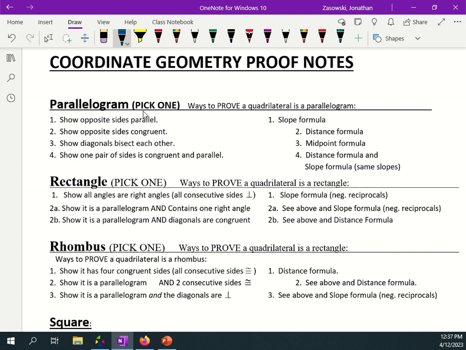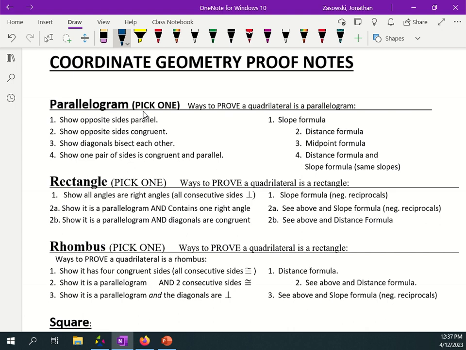We can show that opposite sides are congruent. And guys, look at your notes. Look right next to it. Right here, I already put the formula down for you. If you do opposite sides congruent, you want to use the distance formula. If you want to show the diagonals bisect each other, in order to bisect, they have to cut each other at the midpoint, in the middle. They have to have the same midpoint.